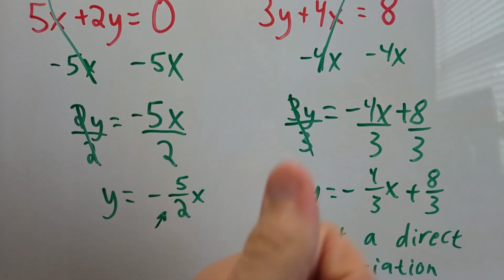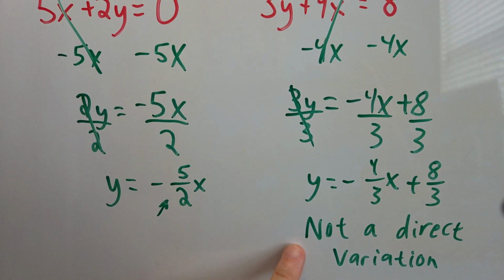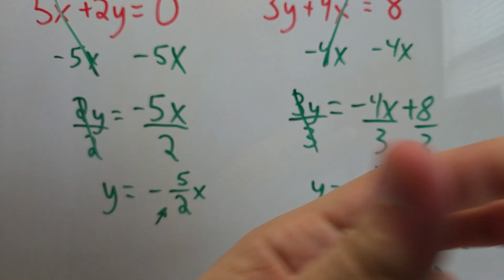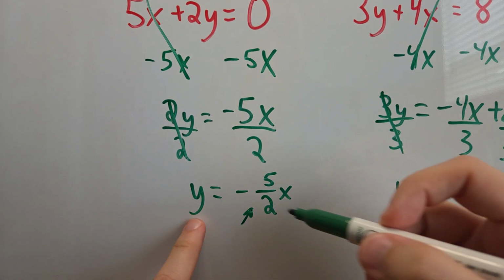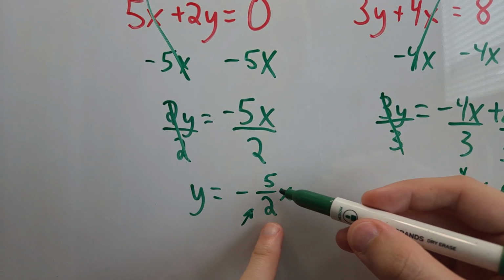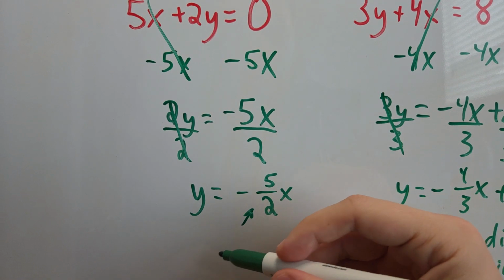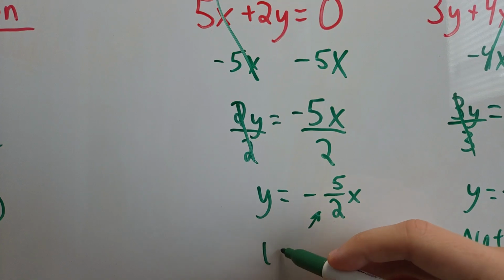I'll just show you that here. Not a direct variation, whereas this one is. Because again, we had that form y equals kx. K is the constant of variation, so this one is a direct variation.